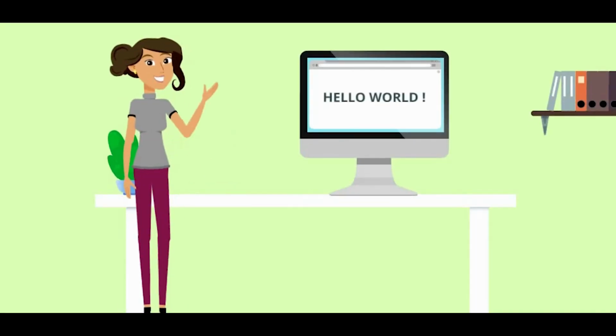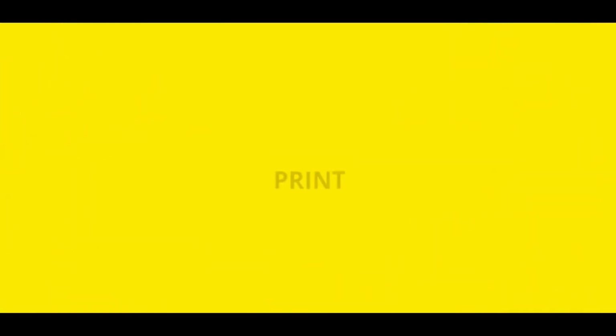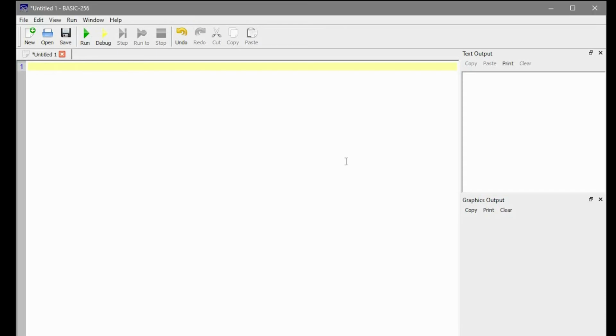So we will make a Hello World program using the BASIC language and its print statement. The print statement is used to print any text on the output screen in the BASIC language. Let's see. After starting the BASIC program, just follow the steps.